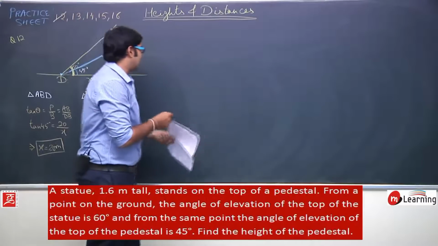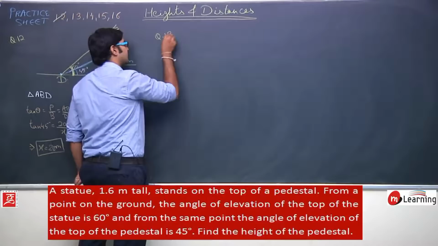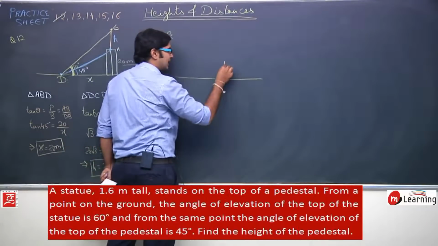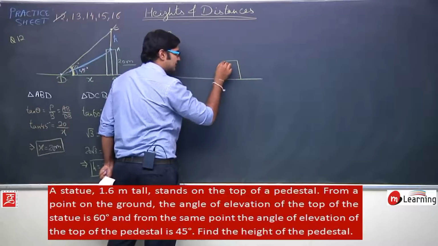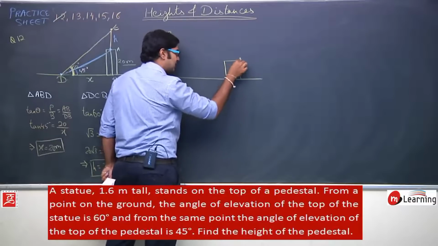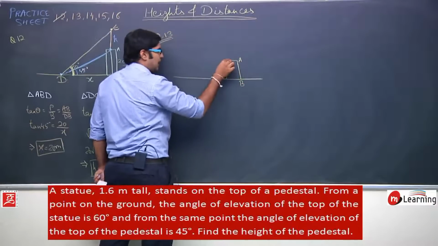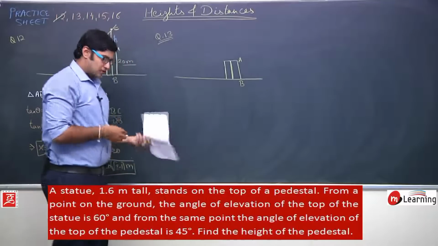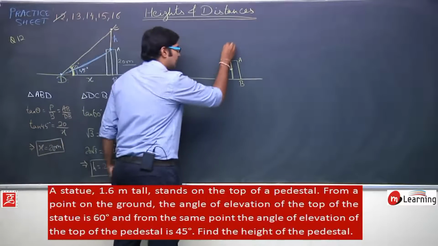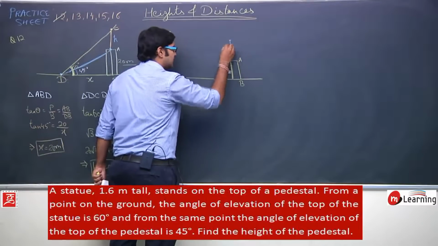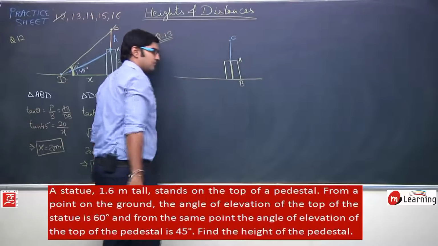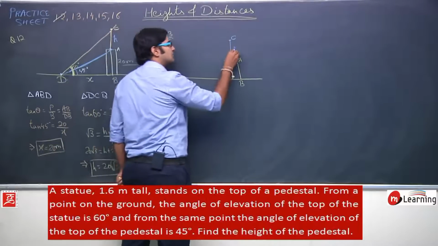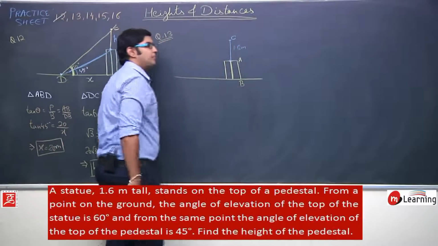If I try to draw the diagram for this question, let us say this is the ground level, okay. Here I can see, let us say this is the pedestal, this is AB, okay, and on this pedestal what I have is a statue and the statue is like this. Let us say this is the statue, let us say this is the C. So AC is what? It is the statue. So height of statue is given as 1.6 meters.